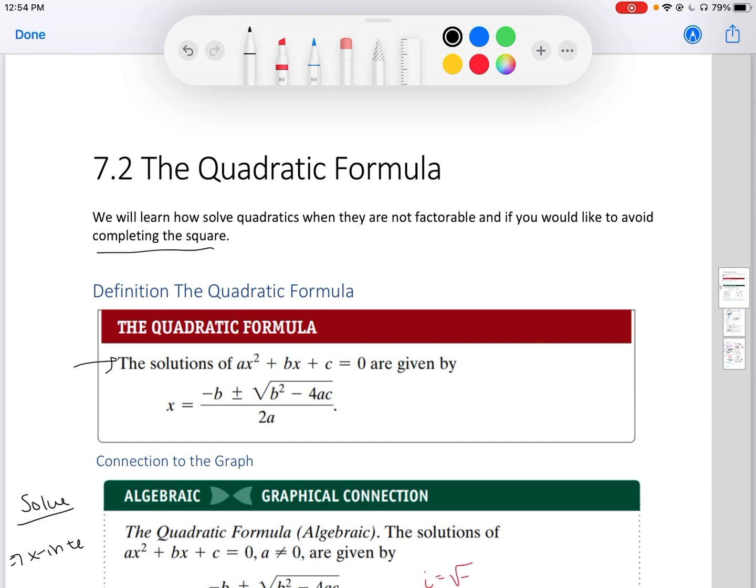Label your a, your b, and your c. That's always very helpful, and always write down your quadratic formula.